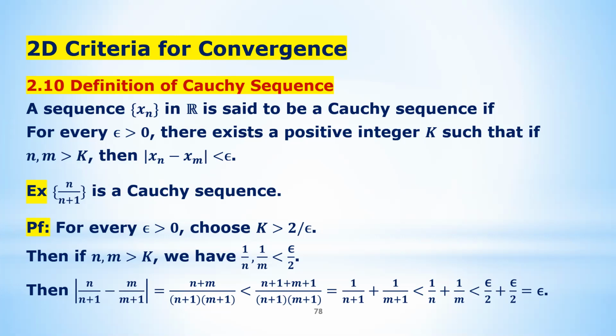Of course, they are less than 1 over n plus 1 over m. And based on the previous preparation, they're both less than epsilon divided by 2, which is equal to epsilon. So this verifies that this sequence is a Cauchy sequence. Okay, it's a Cauchy sequence. So this is a kind of direct verification. So sometimes when we verify something is a Cauchy sequence, you need to do the direct verification.